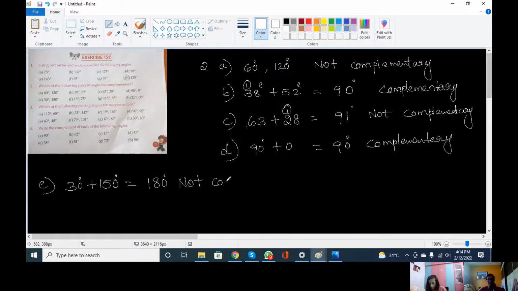When two angles are added and the result is 180, what is the name given? It's supplementary angles. These are supplementary angles, not complementary angles. F bit. 15 degrees plus 75 degrees. How much does it give? It gives 90 degrees. 5 plus 5, 10, 7 plus 1, 8 and 9. So these are also complementary.